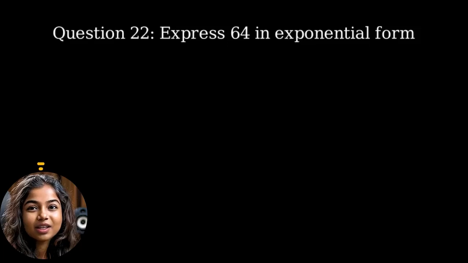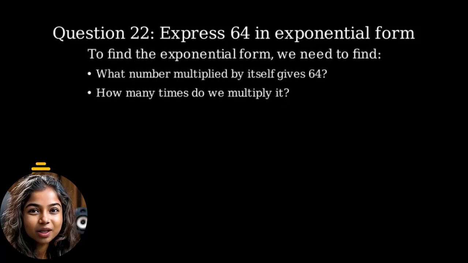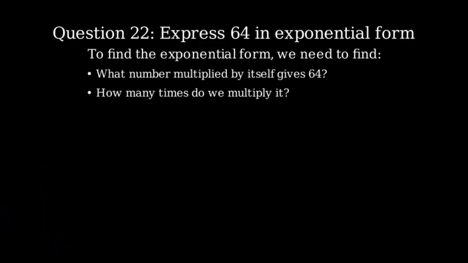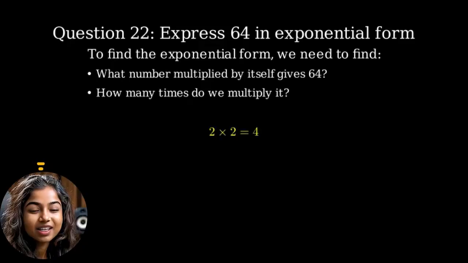To express a number in exponential form, we need to find what number multiplied by itself several times equals 64. Let's break this down step by step. Let's try with 2 first. 2 times 2 equals 4. 4 times 2 equals 8. 8 times 2 equals 16.